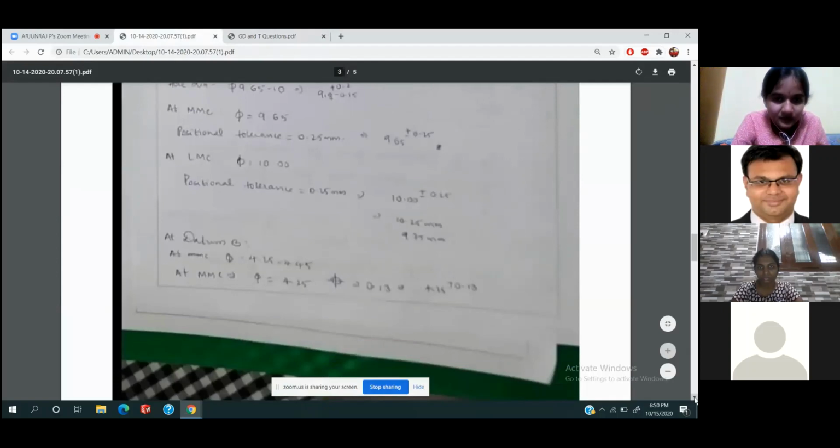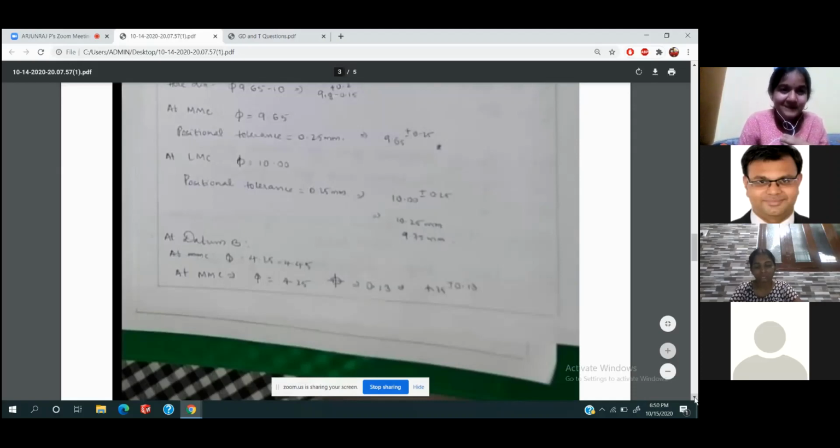My question is very simple. You have the 0.25 position tolerance at MMC. I'm asking you the position tolerance at LMC. So what will be the position tolerance at LMC? But again, you have taken the same 0.25, right? The position tolerance will vary, right? Yes, sir. We could not crack that exactly, so we took that as the closest value.